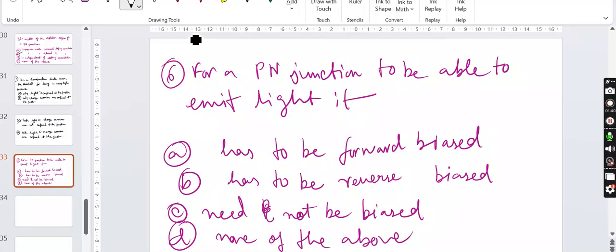So we know for the PN junction to emit light, we need it in forward bias. For light emission, electrons and holes must be injected toward the junction, and they need to recombine efficiently, and that happens only when forward bias is applied.